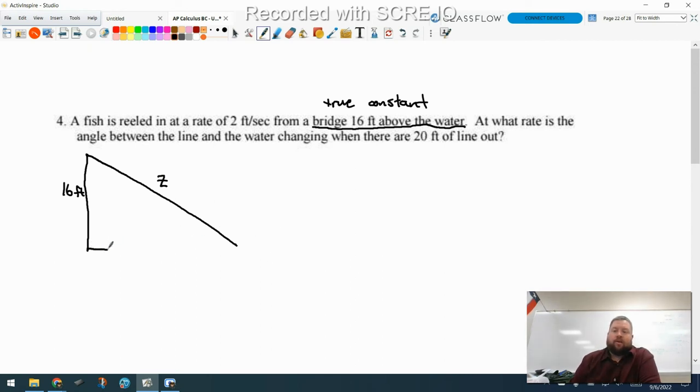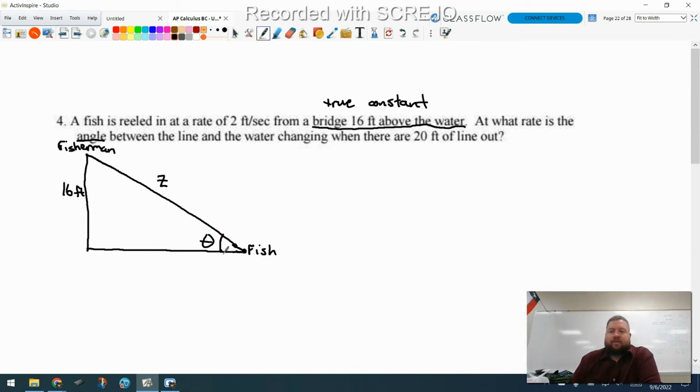And then we have our water down here. And this line connects with the water right there. And this is where our fish is. So I'm going to write fish, and I'm going to write fisherman up here. All right, and then at what rate is the angle? They're talking about an angle here. So that's going to be this angle between the line and the water. I'm going to label this angle theta right there.